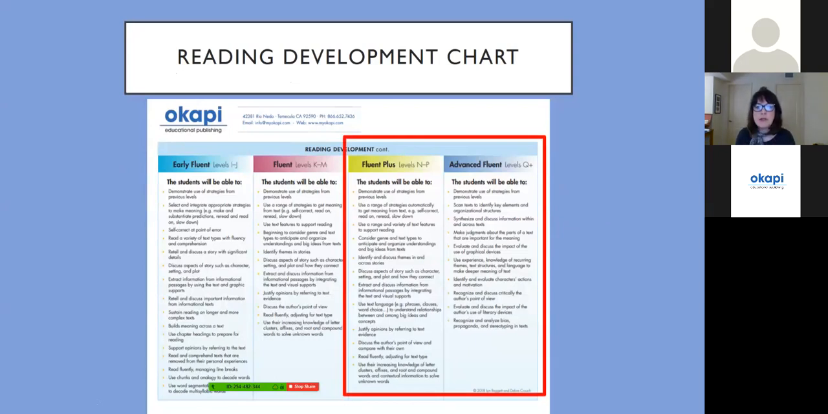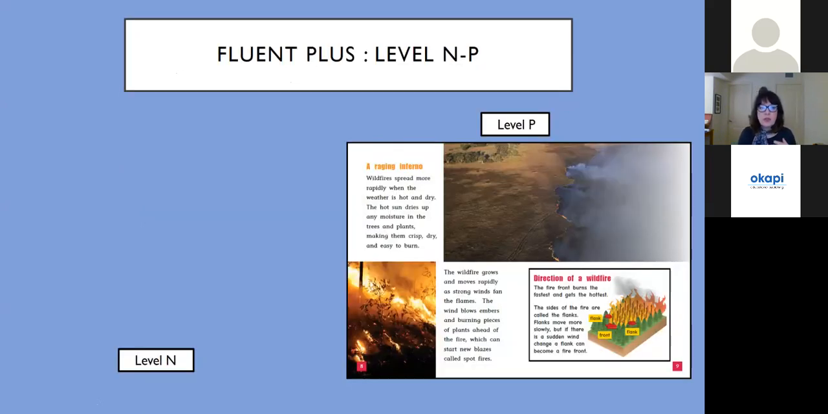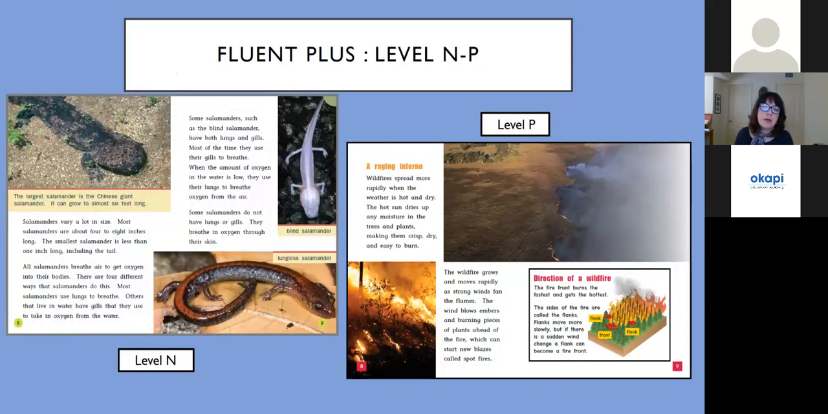What we're going to zoom in on today are these Fluent Plus and Advanced Fluent stages of reading development. And so when you look at text in these levels, for example, the N through P, if you joined me yesterday, we talked a little bit about these two pieces as well. One of the things that I try and think a lot about is that this is the time when we're starting to get that real range and variety of different text features that come in.